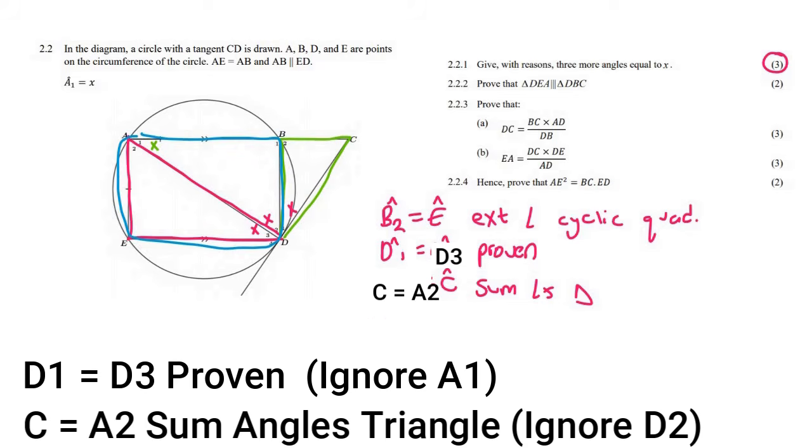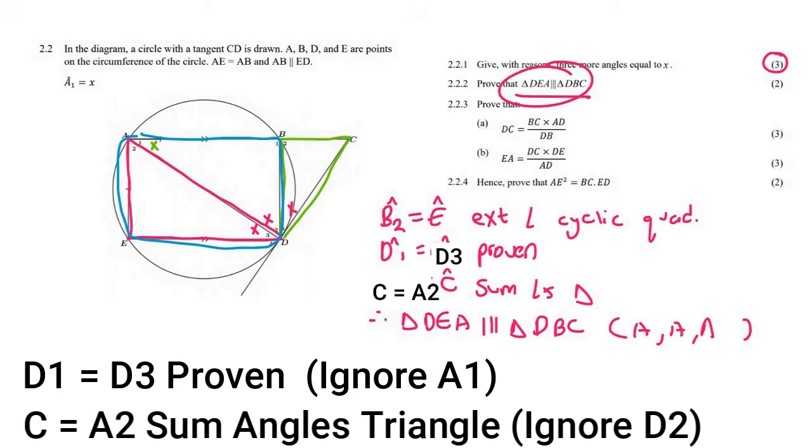So now what we can do is we can say, therefore, these 2 triangles are similar to each other, DEA. We don't have to worry about the order because they've already given us the question, and so that means the order is correct. And then we can say angle, angle, angle.